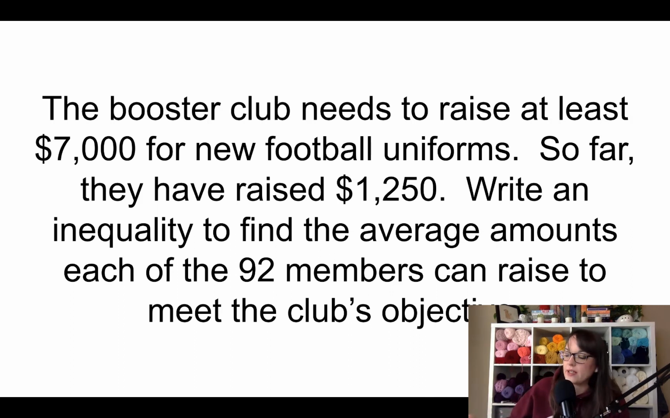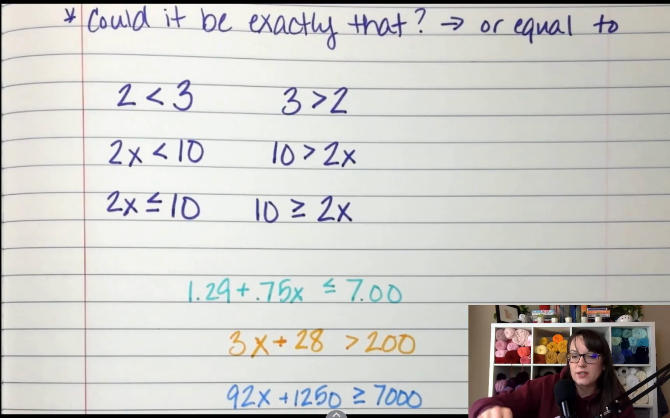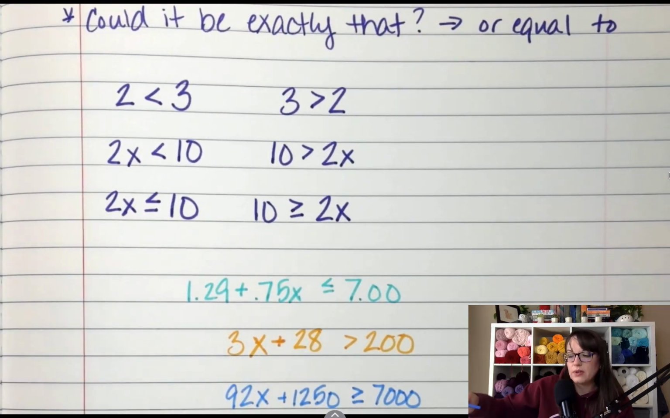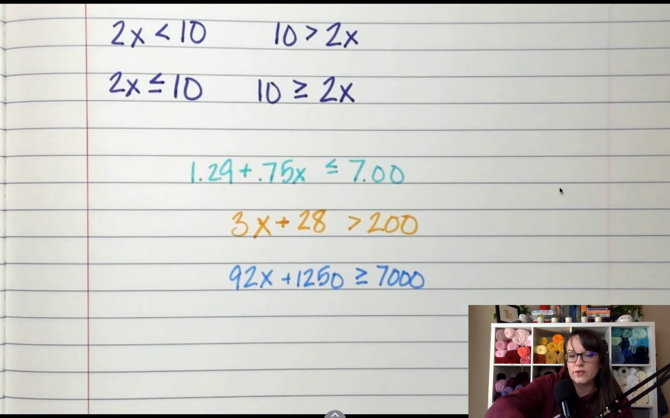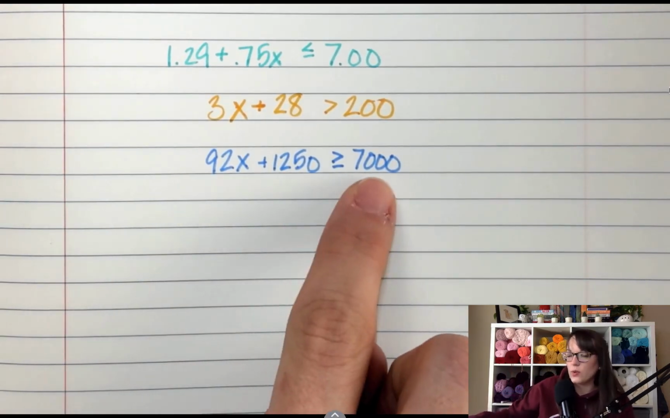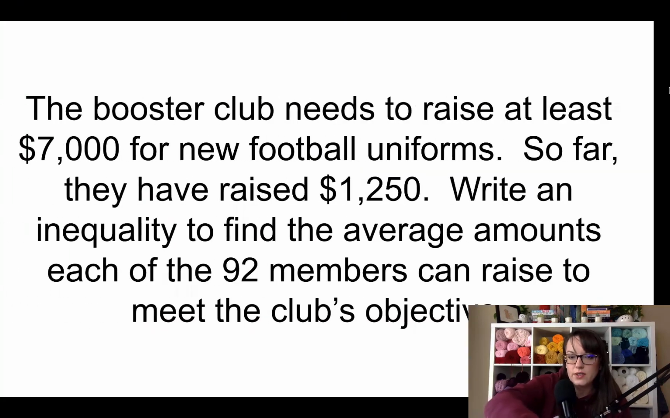All right, before you answer, ask yourself, do they need more than $7,000? Could they raise more than or less than? Start with less than. Could they get less than $7,000 and still meet their goal? No. Could they get more than $7,000 and still meet their goal? Yes. Could they get exactly $7,000? Sure, it says at least $7,000. So the inequality I'm looking at would be 92x plus 1,250 is greater than or equal to 7,000. All right, here's another one.